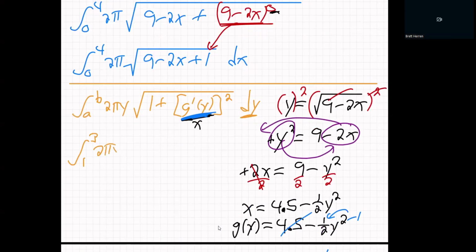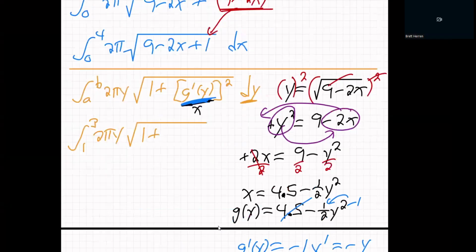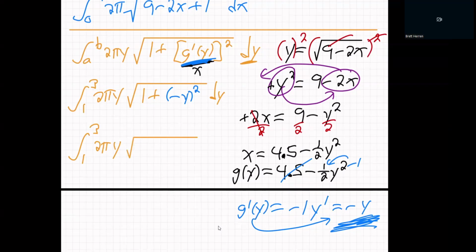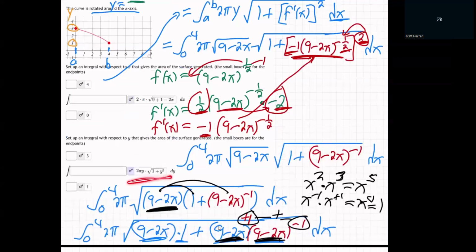So 2 pi y times the square root of 1 plus, and what's g prime of y? It's just negative y. It's beautiful. Negative y squared. Isn't that nice? dy, and so basically we're there. 1 to 3, 2 pi y, square root of 1 plus y squared. The negative just gets canceled out by the squaring. And there it is. 2 pi y times the square root of 1 plus y squared. So that's why we have two formulas, and it goes 1 to 3.